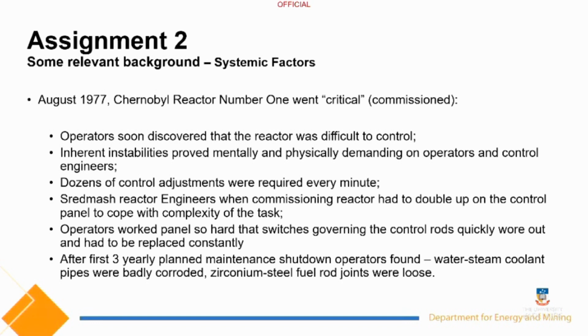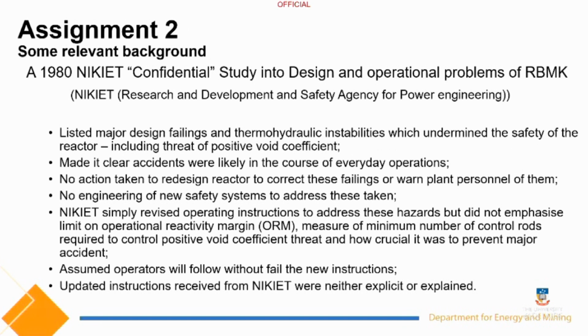And then after the first 3-year planned shutdown of the first reactor, they found the water steam coolant pipes were badly corroded in zirconium steel, which the fuel rods are contained in. The joints were very loose and lacked necessary integrity.